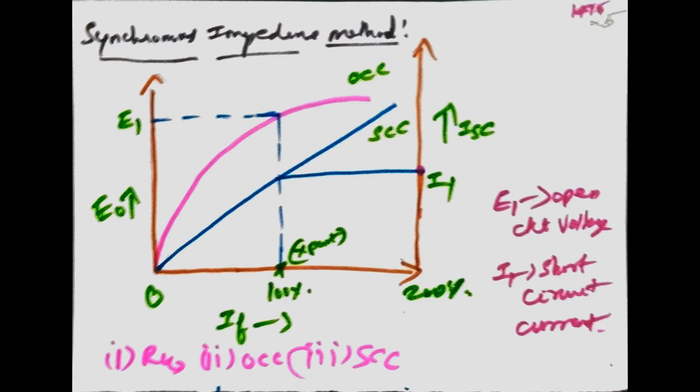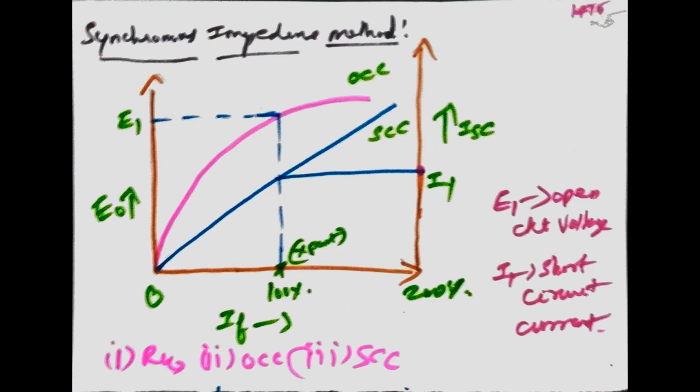Consider a field current IF. The open circuit voltage corresponding to this field current is E1. When the winding is short-circuited, the terminal voltage is 0. Hence, it may be assumed that the whole of the voltage E1 is being used to circulate the armature short-circuit current I1 against the synchronous impedance ZS. E1 is I1 ZS. ZS is E1 open circuit divided by I1 short circuit. Since RA can be found as discussed here, XS is equal to the root of ZS square minus RA square.